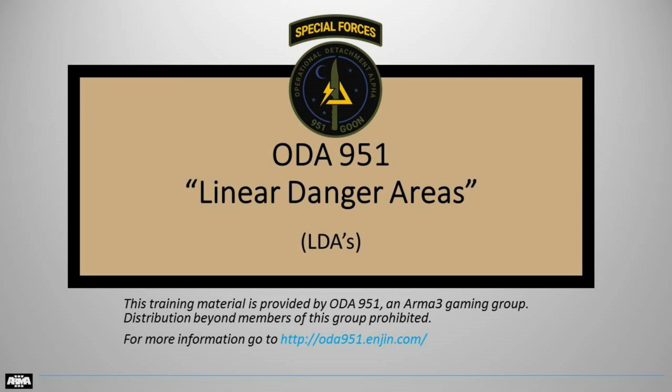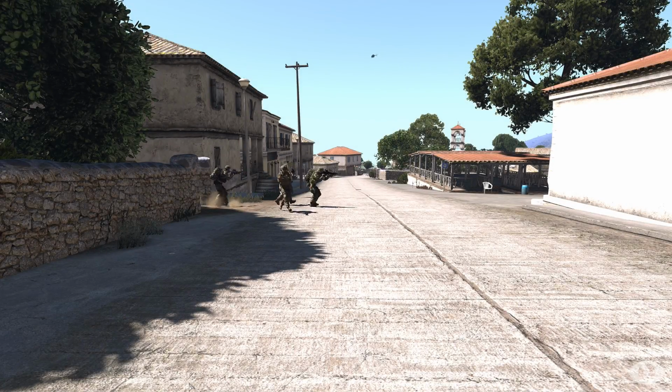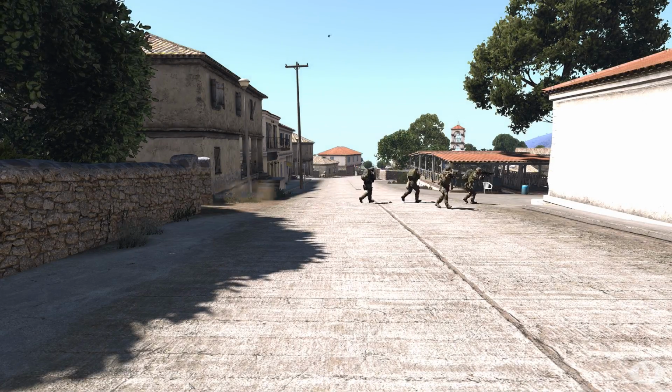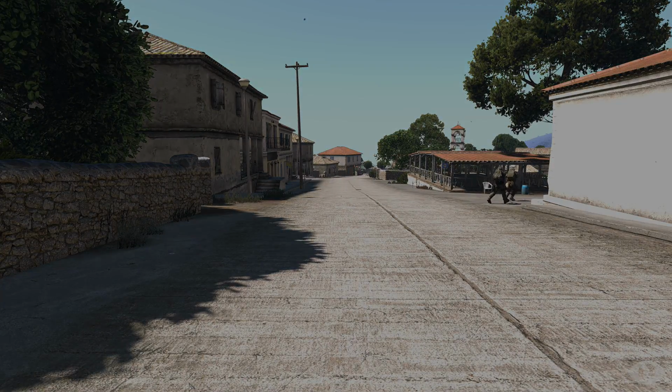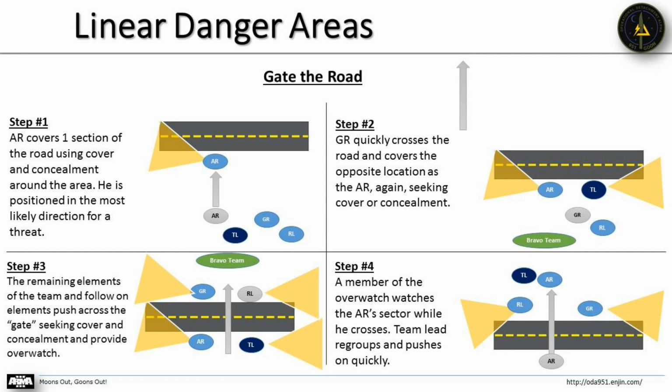However, with LDAs, exposure time may be more important. The idea is to cross the LDA quickly, minimizing time on the danger area and thus lowering the possibility of being detected. The first technique we will cover is gating the road. This is where security is established on both sides of the LDA with security in both directions. Follow-on teams or squads move through the middle or the gate, while the element pulling security is able to focus on that alone. Gating is ideal for large, wide open LDAs where the movement across will not be quick.